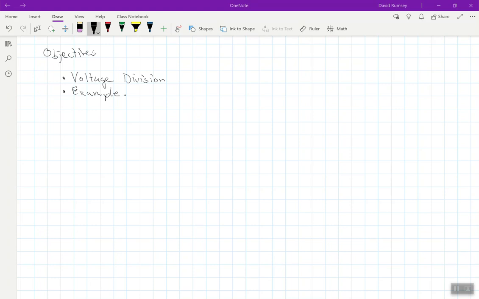Now, voltage division deals with a series circuit. That's what we have to do with. It deals with a series circuit here. And let's go ahead and see the formula for voltage division. And it's actually going to be a pretty straightforward formula for us.